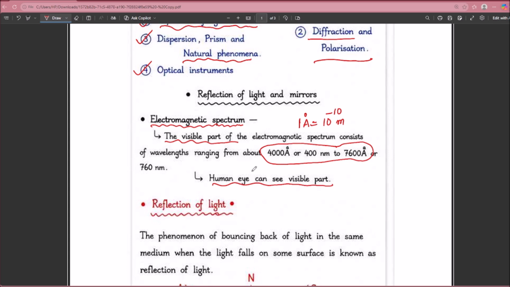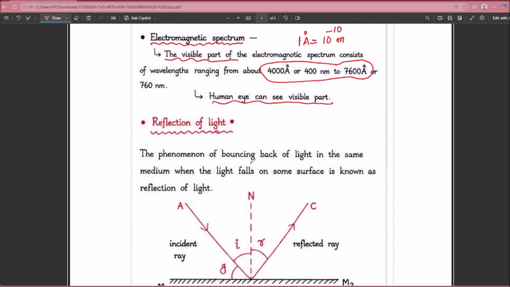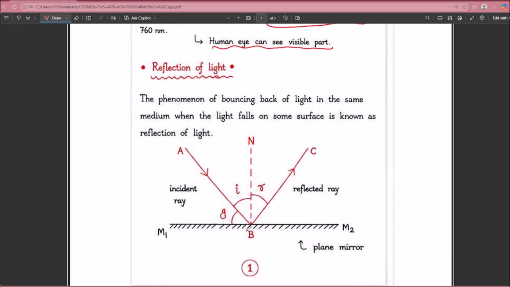Now, what is the reflection of light? The phenomenon of bouncing back of light in the same medium when the light falls on the surface is known as reflection of light. As we see here, there is a plane mirror, M1 M2, and one light ray AB is incident on this surface, and this light is reflected in the same medium. So this is called the incident ray, and this light ray is called the reflected ray.